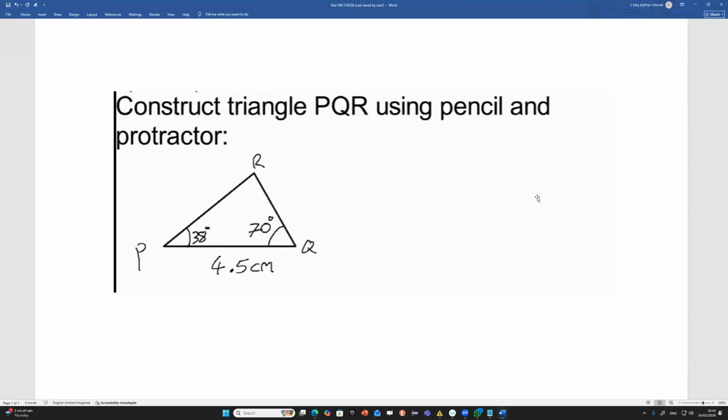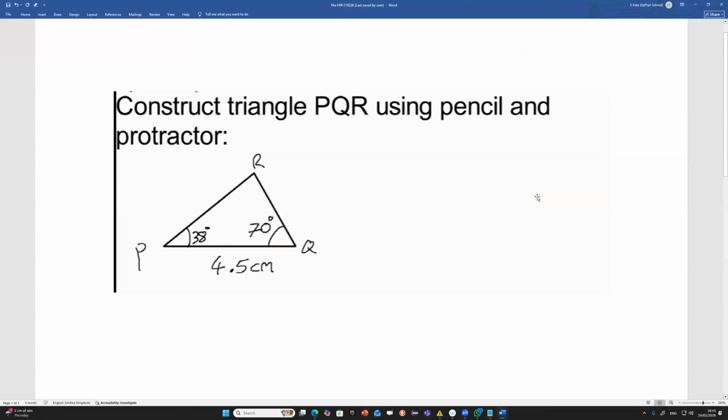So I put my protractor again, center in the middle of the protractor on P. Then we always start measuring from 0. So that's on the inside of my protractor, so I'm going to stay on the inside. We go up to 38. Make a little mark with your pencil. Then I'm going to draw a line which goes through P and through that mark. It doesn't matter how long, but it's better to make it longer.